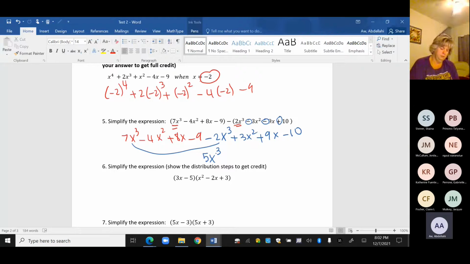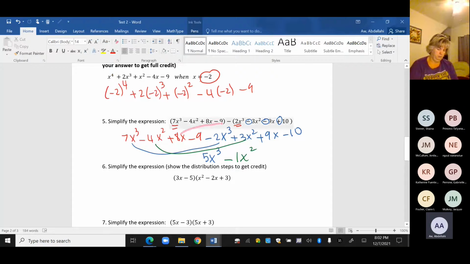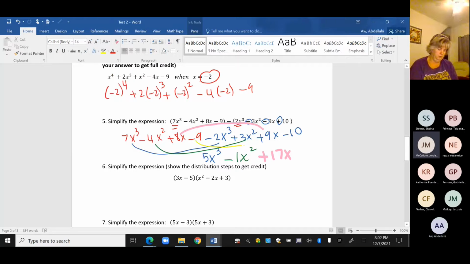Now the x squared, I see negative 4x squared and 3x squared, right? When you combine them, what do you get? Exactly, negative 1x squared. We don't have to write the 1, but I'm going to write it just to make it obvious. And then the x's, I have 8x, I have 9x right here. I add them up, how much do I get? 17x, right? And finally, the numbers, I have negative 9 and I got negative 10. I add them up and get negative 19. That's it. Okay.